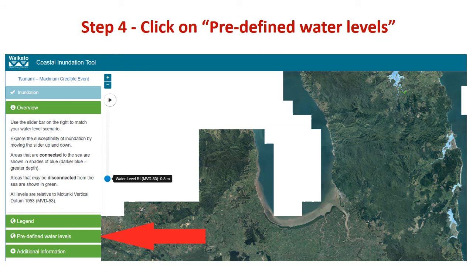Step 4 is to click on the predefined water levels, which is the green bar on the left hand side of the screen. And that's quite important because each area has its own tidal levels, and it's important to use the correct water level for the area you're considering.